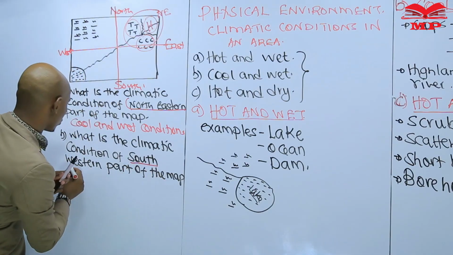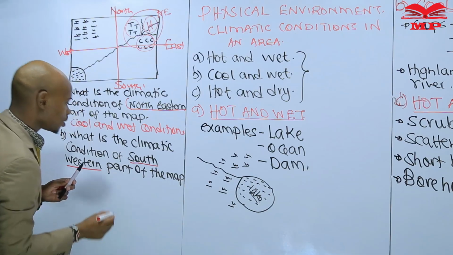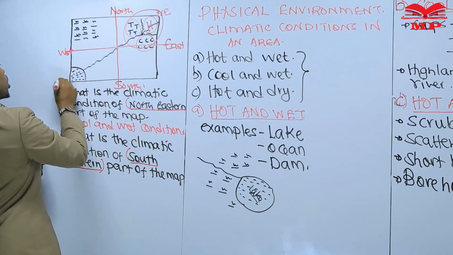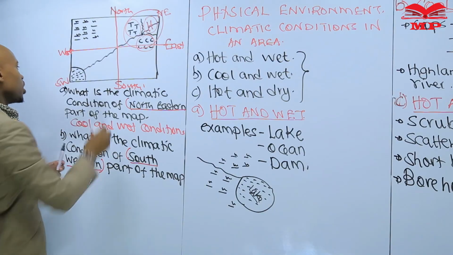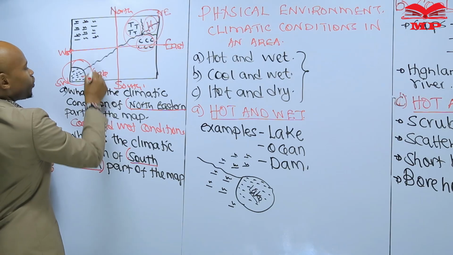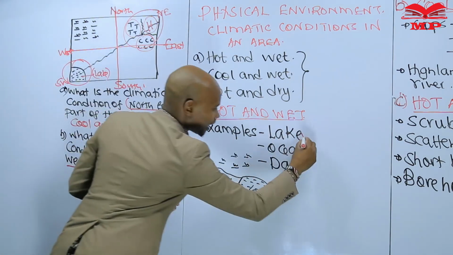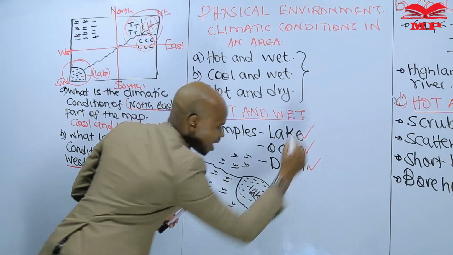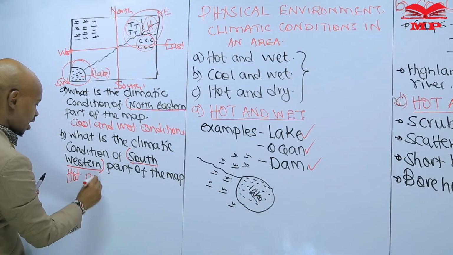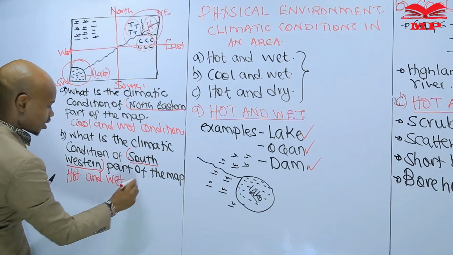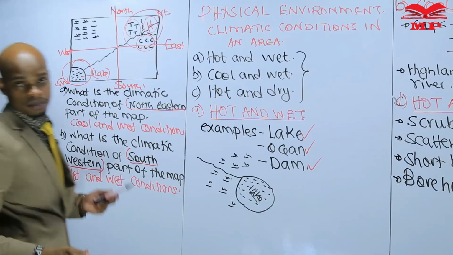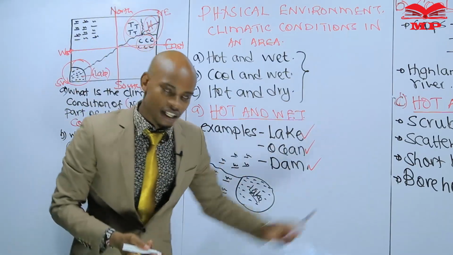Does it require you to go through the whole map? No. The question is very, very specific. Southwestern happens to be around there. So what is in southwestern? We have a lake. What have we said about areas that have a lake or an ocean or a dam? Those areas receive hot and wet conditions. Hot and wet conditions. We are using the evidence.